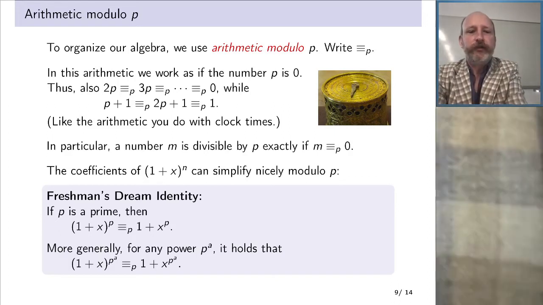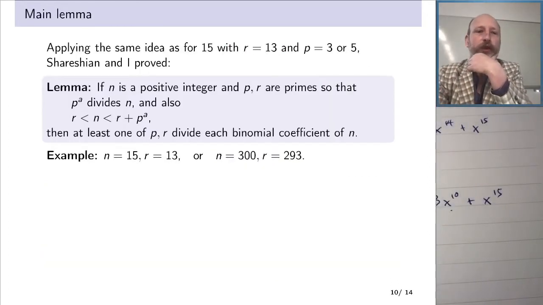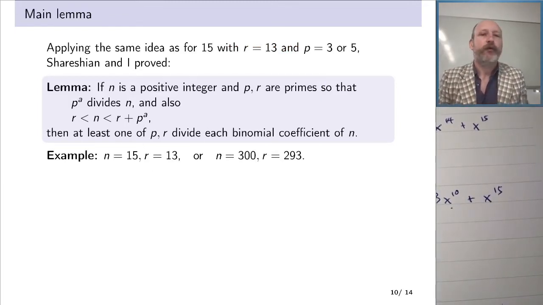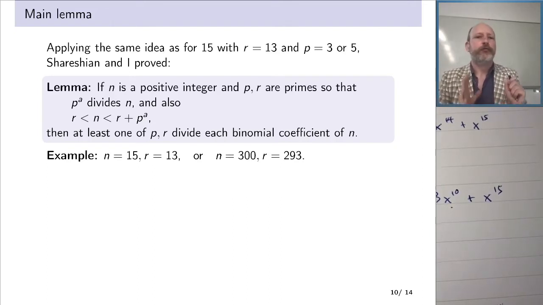using exactly this technique, we can prove a theorem or a lemma. Take your favorite positive integer and two primes. If I have it so that p to the a is a power of p that divides n, and r is a prime just a little smaller than n, you can generally take it to be the largest prime before n. If you have it so that the sum of these is bigger than n, then you win with those two primes. Okay, and the proof is just exactly what I did for 15.